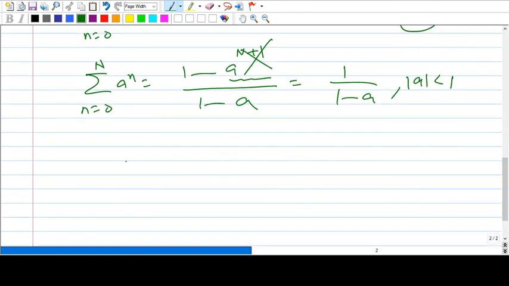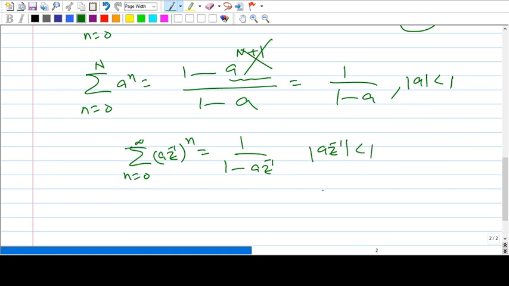You might have noticed in many transforms, for example in the Z transform, we normally get this term, and we say this is equal to 1 upon 1 minus A Z inverse, given A Z inverse is less than 1. So rearranging this condition, we get Z greater than A. So you may find this geometric sequence very useful in signal processing.